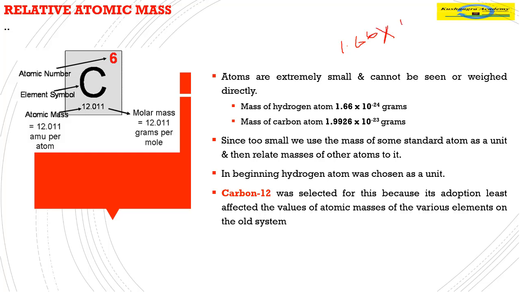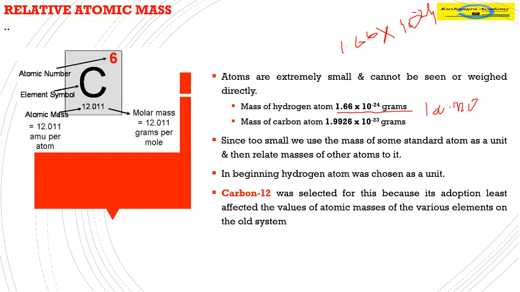66 into 10 to the power minus 24. Since hydrogen is the lightest element, scientists have seen that hydrogen has only one proton. So they considered the mass of the hydrogen atom as 1.66 into 10 to the power minus 24 grams. But since it is a very complicated number, scientists have taken it as 1 AMU. 1 AMU means 1 atomic mass unit.